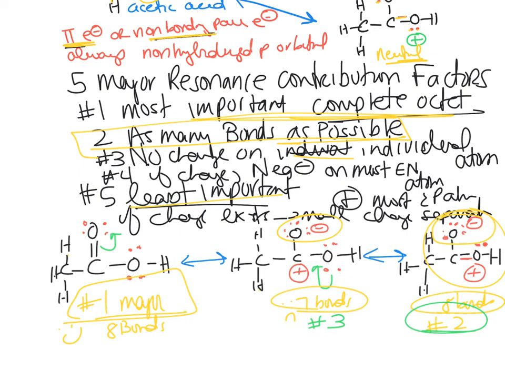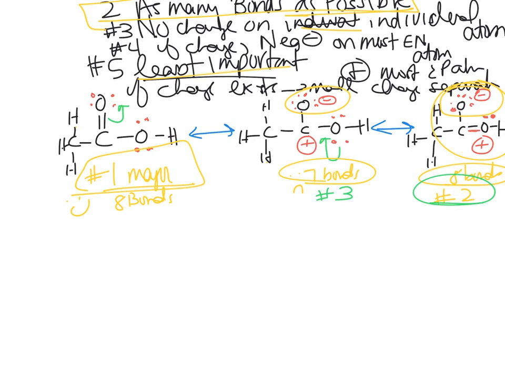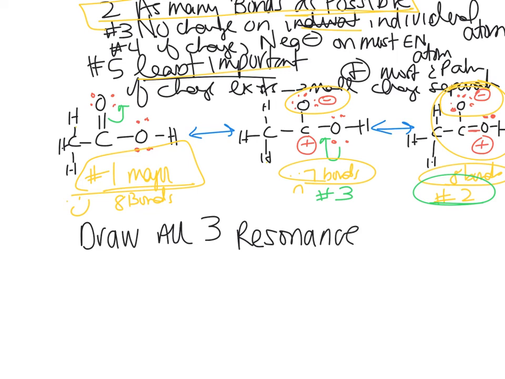So your pre-POGIL activity that's due tomorrow is the following. You need to draw all 3 resonance structures for the following molecule. So I will draw the first one. This is the first resonance structure, and then you will draw 2 more.